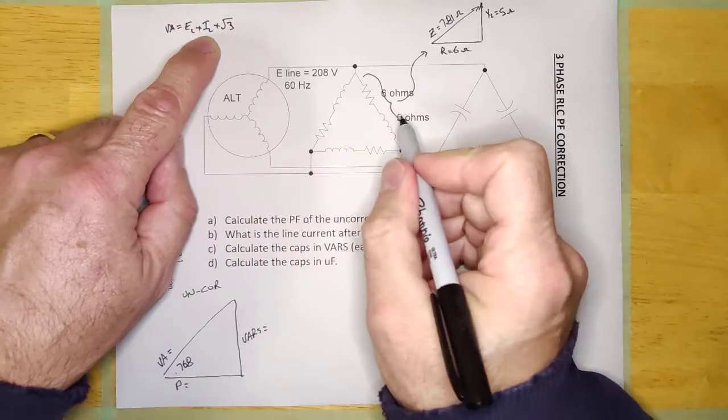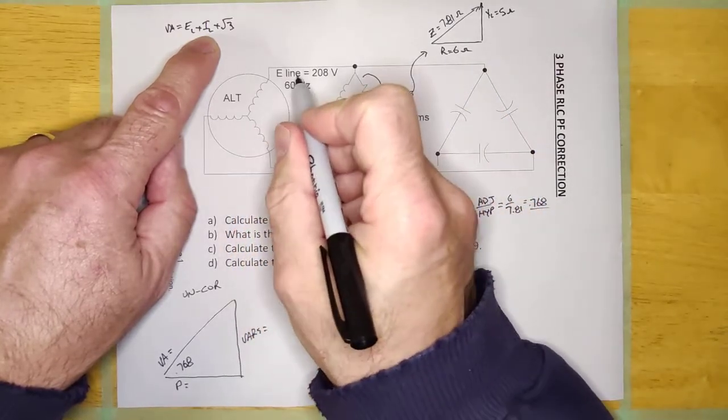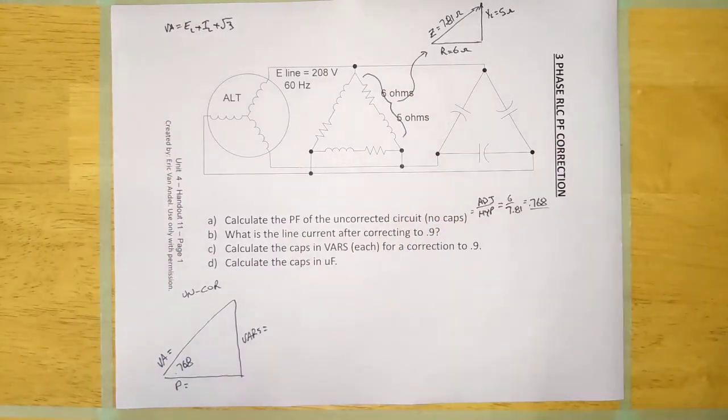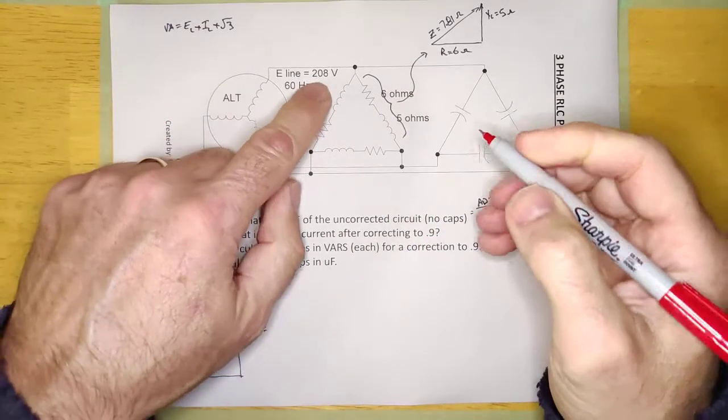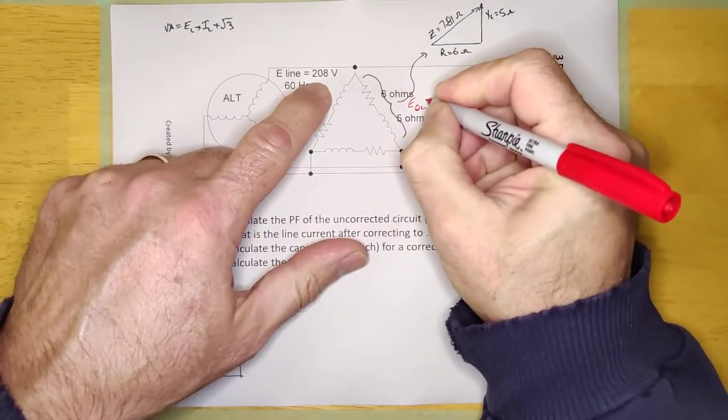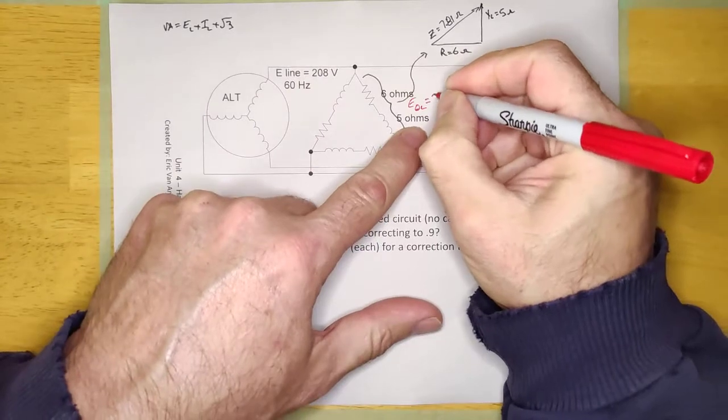Well, here's E line. I want to figure out E phase. I'm going to do that right now, because you must calculate that. You can't just assume. So we're going to go E phase load here, and it's delta, so it's also 208, right?